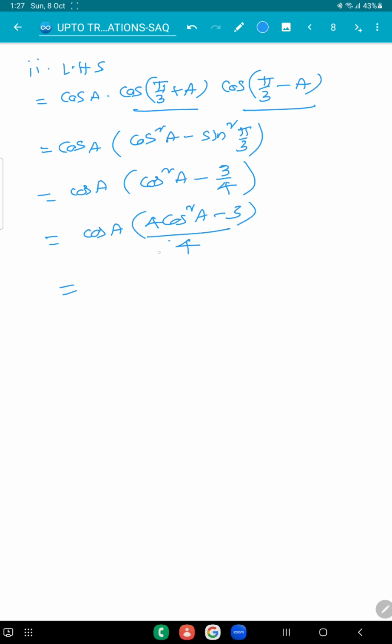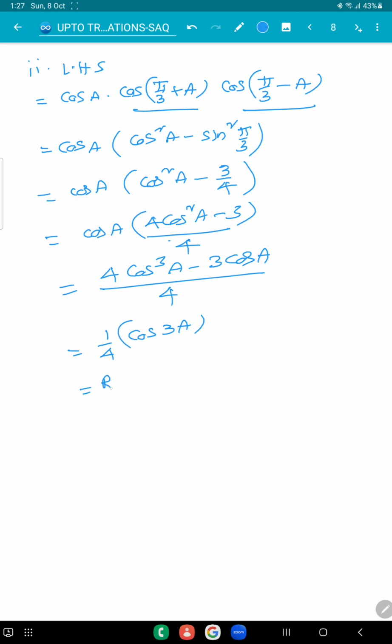Multiply with cos A to both the terms. 3 cos A by 4. What is that? 1 by 4 times of that is the formula for cos 3A. That is right hand side. Some fourth one is reduction is there.